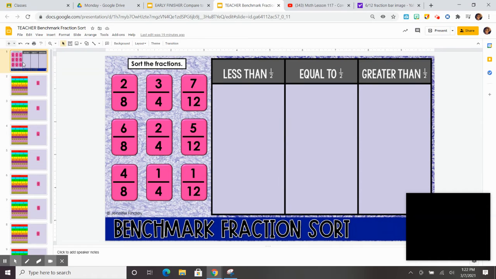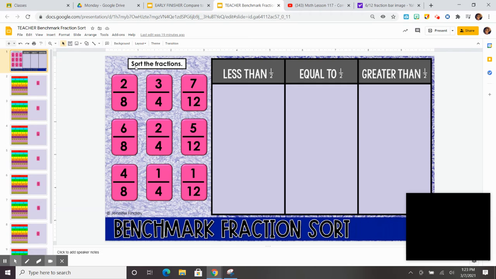Hi, everybody. This week in math, we are going to be sorting fractions and trying to compare fractions. Well, the first thing we're going to do today is sort fractions based upon them being less than one half, equal to one half, or greater than one half. All right. And so this is called our benchmark fraction sort.